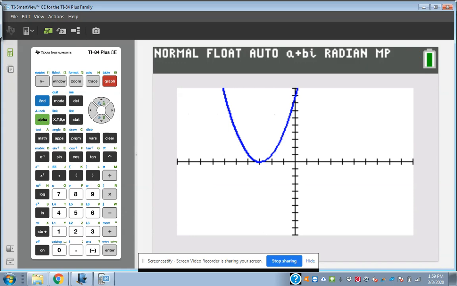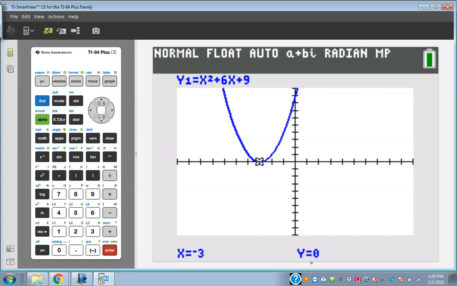We see that shape, right? Which way is that opening? Up. So it has a minimum value at that spot. We know the x value for that spot because we did the negative b over 2a. So I'm going to trace -3. I'm going to hit the trace button right there beside graph, and then type in the -3 that we found and hit enter. Down at the bottom, it's going to show me the ordered pair. It's -3, 0.